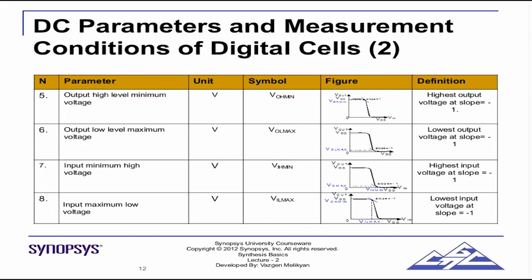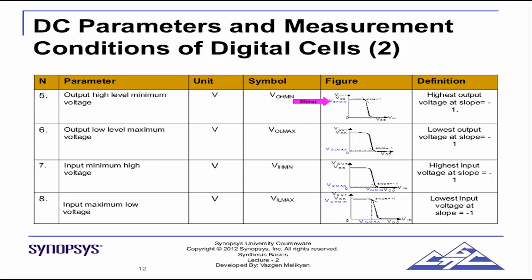There is something called output high level minimum voltage, VOH min. Now these two, output high level minimum voltage VOH min and output low level maximum voltage VOL max, are the points on the curve where the slope is -1. So the slope is -1 at this point and at this point. We take these 2 points, and we take the value on the y-axis.